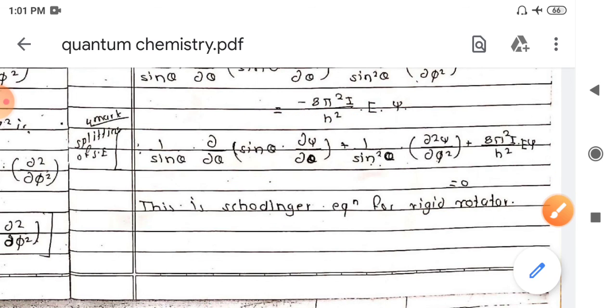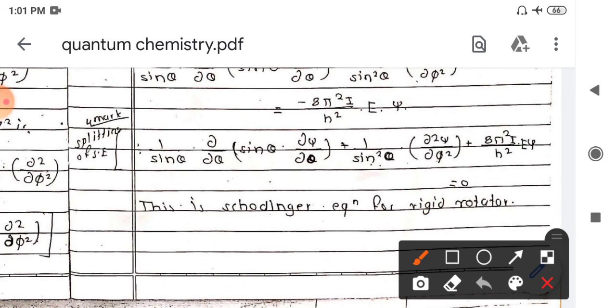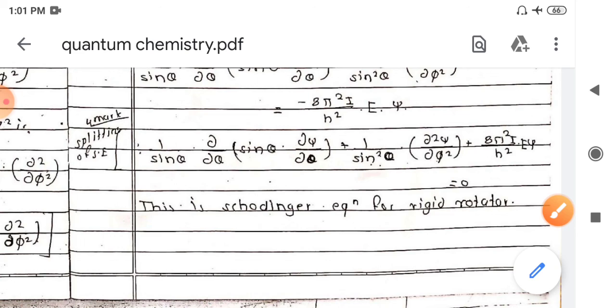Here we can again see that there are two types of variables: the theta variable and the phi variable. So how can we solve this type of equation? We have to use the famous method, the variable separation method. How do we use that method? We have to separate the variables and write the solution for each equation. We will try to solve this equation in the next lecture.